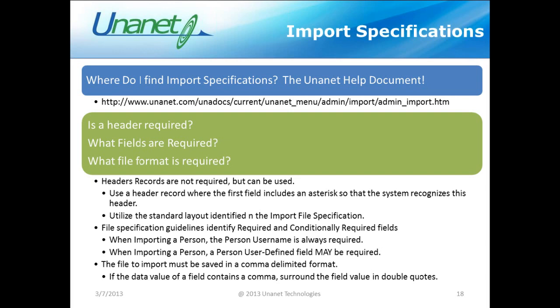So if you're not able to create a header record from your external system and you want to import a file into Unanet, your file format would need to follow our interface standard. If you can create a header, we will read specific header requirements, and each one of the header records would use a standard field layout that we have in the import specification, and the first field in that import file would include an asterisk in the header record so that we would know to read that as a header.